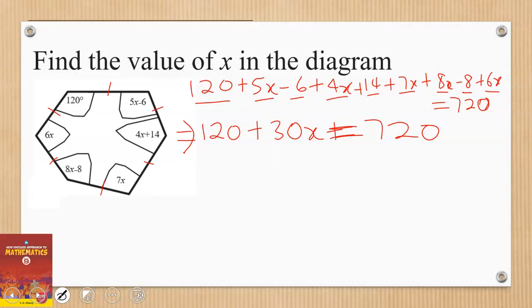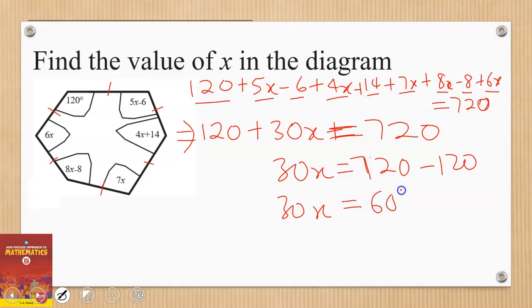Now we can say 30x is equal to 720 minus 120. When we subtract, our 30x will be equal to 600. When we divide both sides by 30, we'll have our answer to be 20 degrees. So the value of x in this particular diagram is 20 degrees.